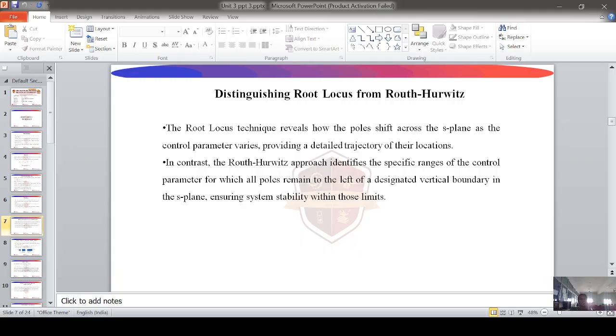Then, distinguishing root locus from Routh-Hurwitz. The root locus technique reveals how the poles shift across the S-plane as the control parameter varies, providing a detailed trajectory of the locations. In contrast, the Routh-Hurwitz approach identifies the specific ranges of the control parameter for which all poles remain to the left of a designated vertical boundary in the S-plane, ensuring system stability within these limits.